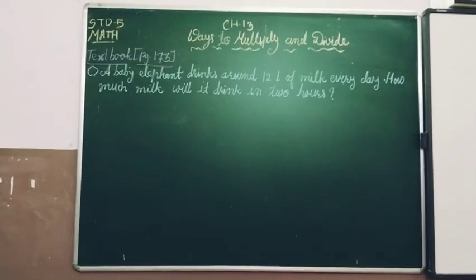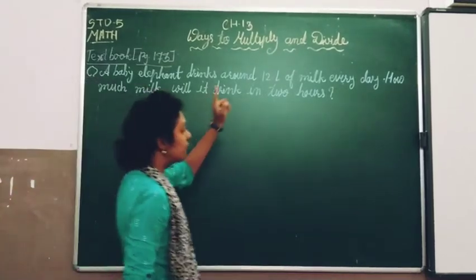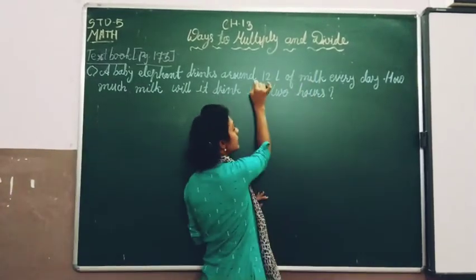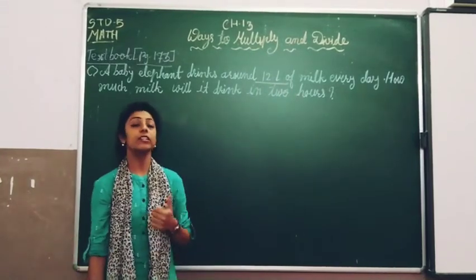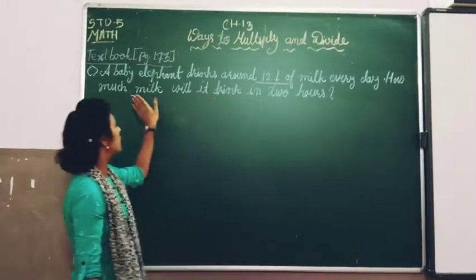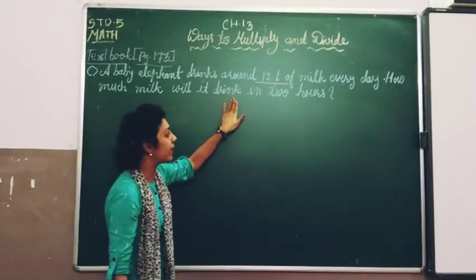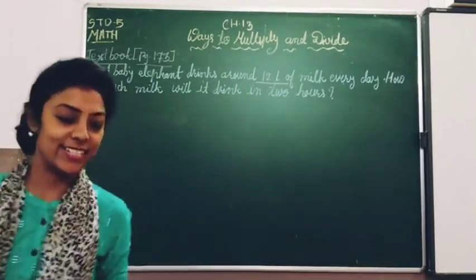Next question C. A baby elephant drinks around 12 liters of milk every day. How much? 12 liters of milk every day. Baby elephant drinks 12 liters milk. How much milk will it drink in 2 years? In 2 years.